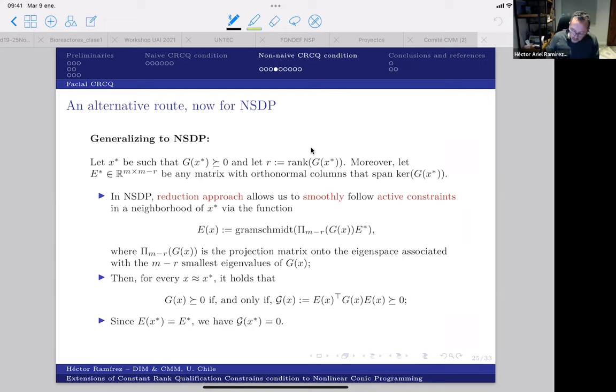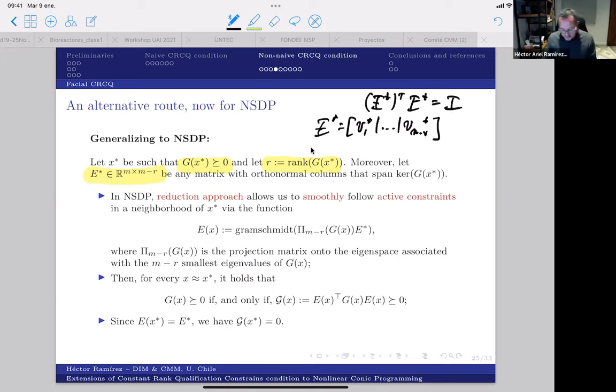And this is as follows. You typically have, of course, your matrix here. You identify your rank, of course, and you can construct a matrix E star, whose columns are an orthonormal eigenbasis of the kernel of the matrix G of x star, right? So it's orthonormal, so you have this kind of property: E star transpose E star is the identity, right?